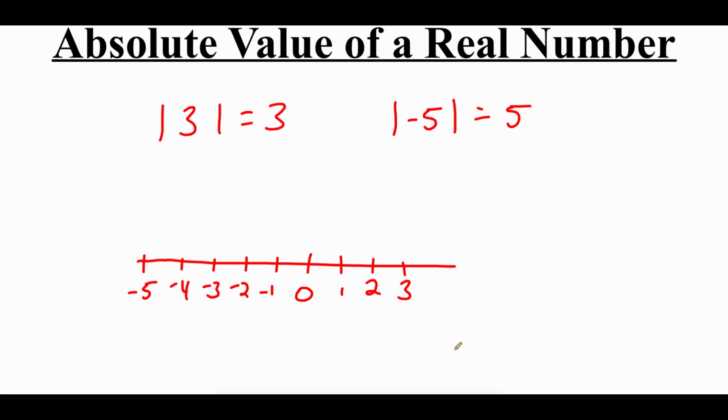Some people like to think about absolute value as the distance away from 0. So again, if we were looking at the absolute value of 3, well 3 is 3 spaces away from 0. And since it's a distance, we refer to it as a positive number. Similarly with the absolute value of negative 5. Well, negative 5 is still 5 spaces away from 0. Again, we're using a positive value there because distances can never be negative.